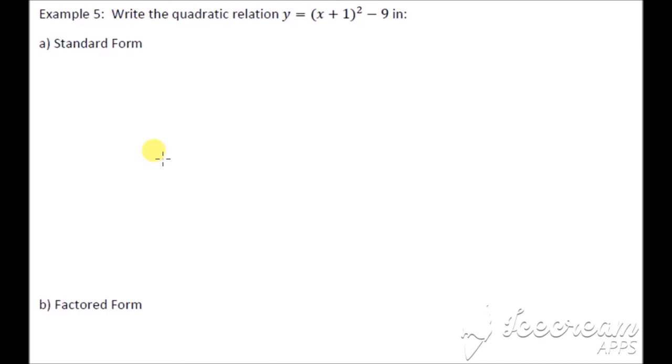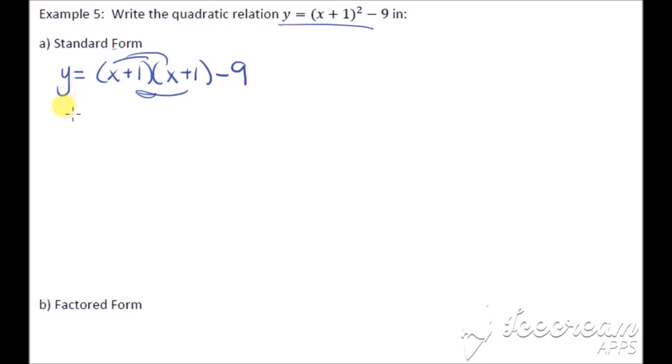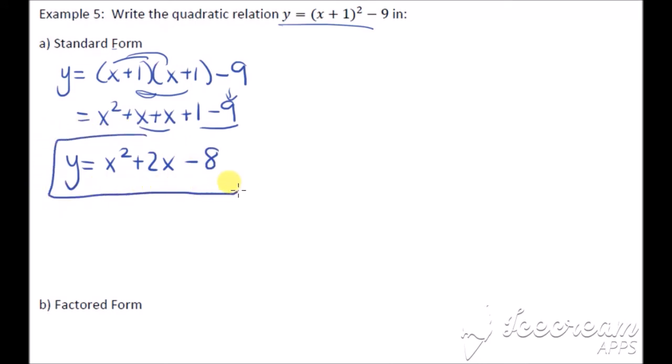Example 5: write the quadratic relation in standard form and then factored form. We're going from vertex form, and in order to go to standard form, we have to expand. So if we have (x plus 1) squared, we rewrite it as (x plus 1)(x plus 1). Expanding this, x squared plus x plus x plus 1, and we just carry down that negative 9. Now let's collect like terms. We get y equals x squared plus 2x minus 8. Here is our standard form.